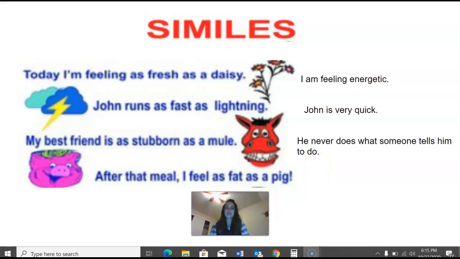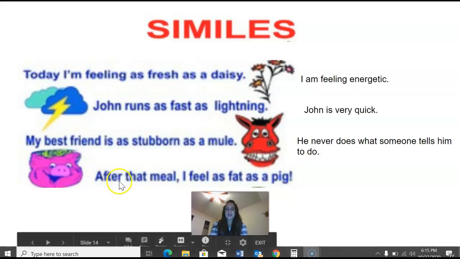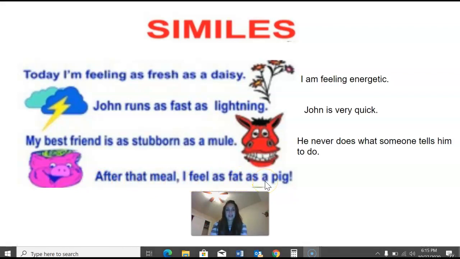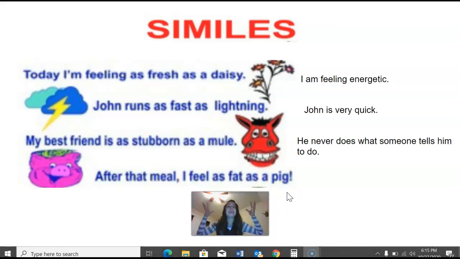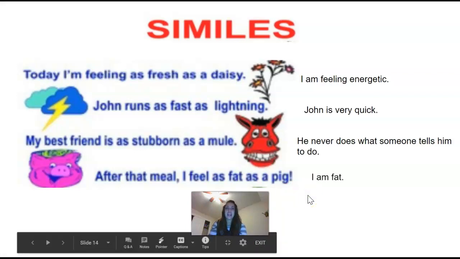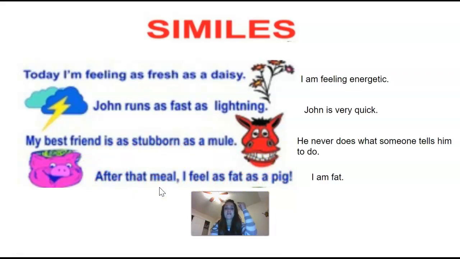And our last simile before we go back into the text, after that meal, I feel as fat as a pig. Okay, so we are comparing how I feel to a pig. And I can visualize a pig and how fat a pig is. So that's making me visualize myself as a pig. I better stop eating all those cookies. I am fat. Just a juicier way to express an event to help us readers visualize.